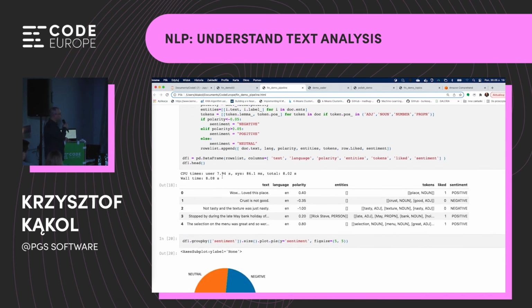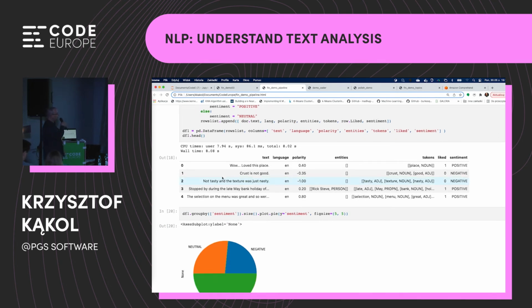And what I'm doing, I'm just writing into a data frame that this given text has a language, what language is used in the given sentence or a given review, what is the polarity, what entities have been found, what tokens, so words that I want to find, because we can limit, we can say, I want to find tokens, but only those that are nouns, adverbs, and adjectives. Nothing more is interesting for us. This just depends on the purpose, why you are doing this pipeline. And the last two columns are liked. This is the column provided in the reviews list.